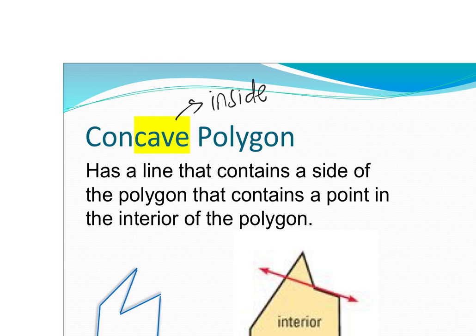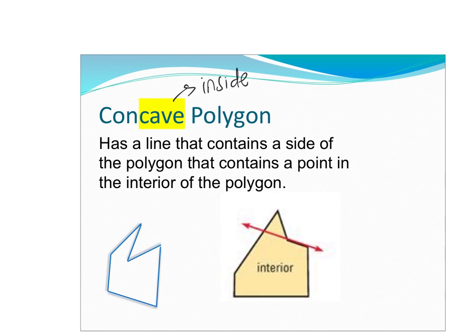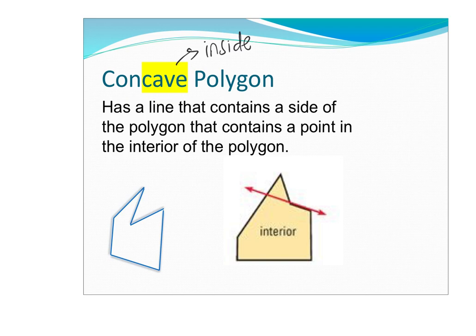So for concave polygons, it has a line that contains a side of the polygon that contains a point in the interior of the polygon. Do you see how this red line goes inside the polygon? It goes inside, it's concave, okay? Now, for the last one, please draw the 2 lines in red. Do you see how both of these also go inside the polygon? This would indicate that it's concave.